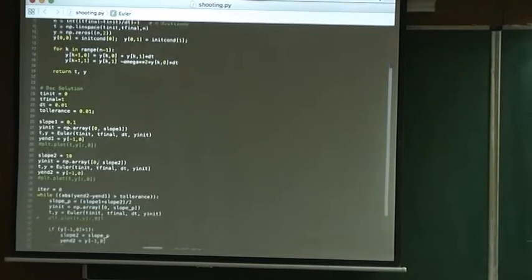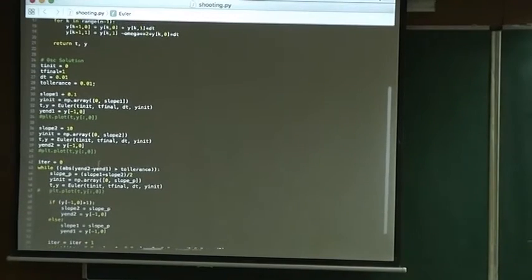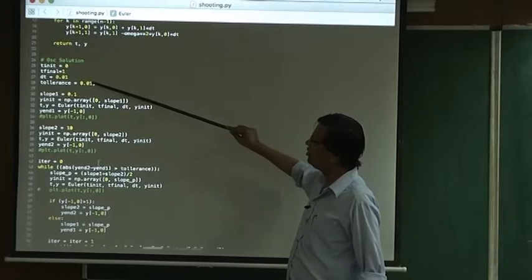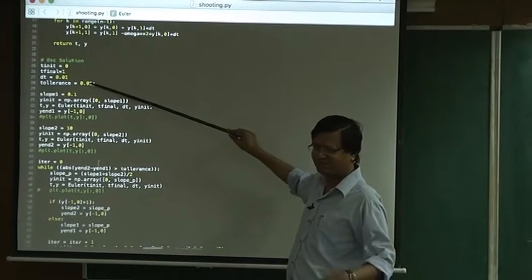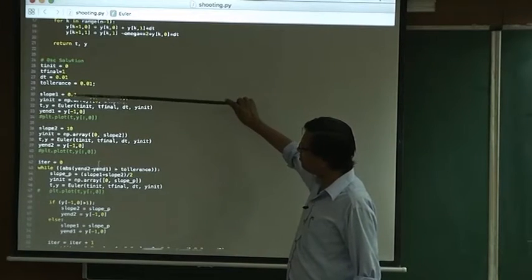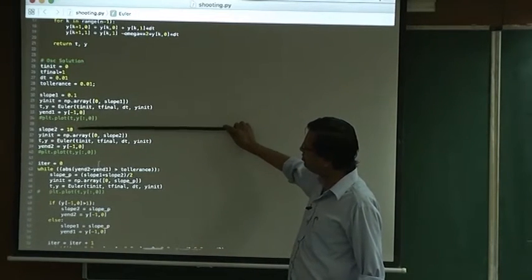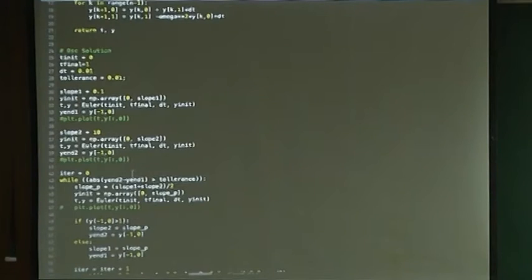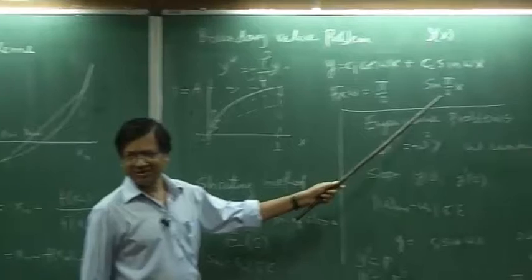So, I have my initial time, final time, dt is this, and tolerance, which I made pretty large because I want to do it quickly. I choose two slopes, slope 1 and slope 2, 0.1 and 10. What is the slope for this problem? The correct solution is pi by 2.